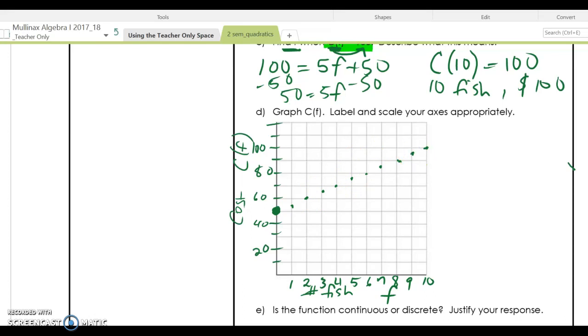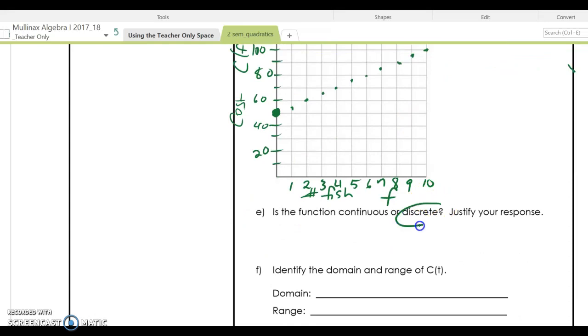I would not connect these points because this is discrete data. These are distinct points because it doesn't make sense to connect the points. Connecting the points would mean that I can buy half a fish. That does not make sense. So anything in between here, when you connect the points, means that those points, like 0.5, 52.5, would make sense. That doesn't make sense. You're not going to buy half a fish for your aquarium. So this is discrete data, distinct points, because you can't buy a fraction of a fish.